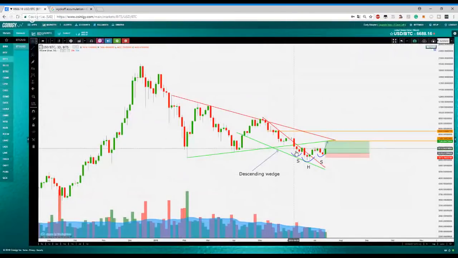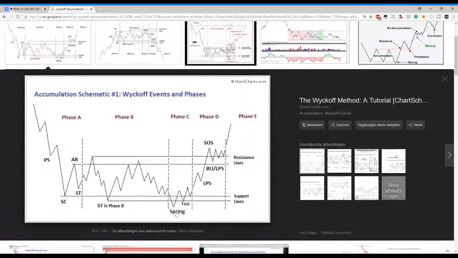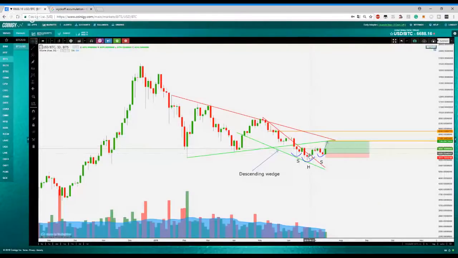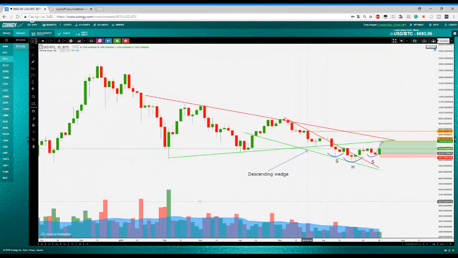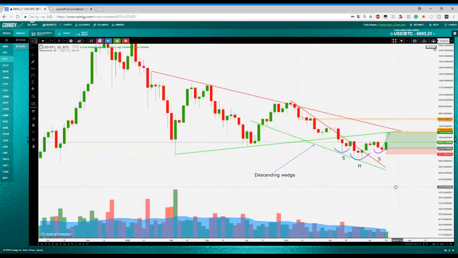Now, I think we are close to actually completing that. As you can see, we have the spring on the right in phase C. This one goes lower than all the previous lows. We have the same thing happening here, and we are very, very close to actually completing this inverted head and shoulders. Now, enough for the Wyckoff analysis. I will post a link in the description shortly after I'm finished here.